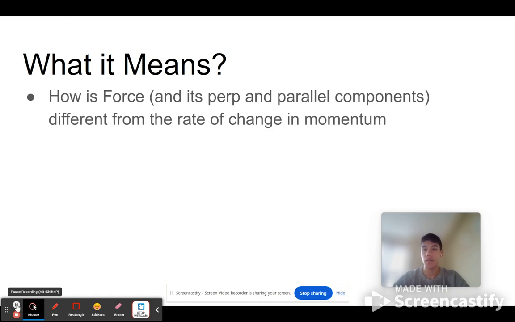So in some instances, like this lab, it is easier to calculate the rate of change of momentum because we have a small delta time that is given, and we can solve for initial and final momentum.